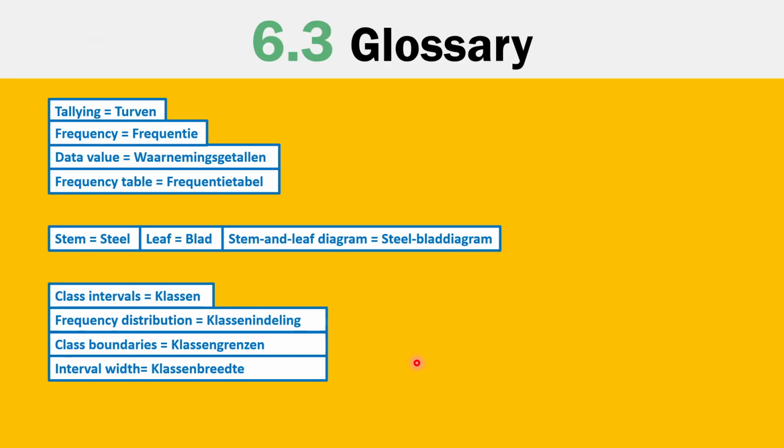Okay, a lot of new glossary words, right? These are all things with frequency tables and histograms. This is about stem and leaf diagrams, and here the words that belong to class intervals and frequency distributions.